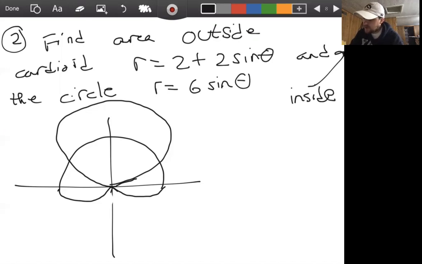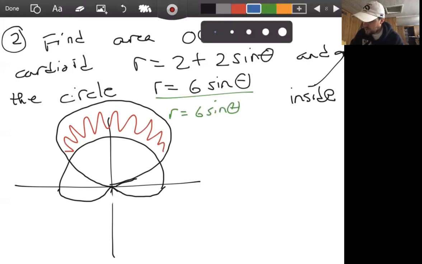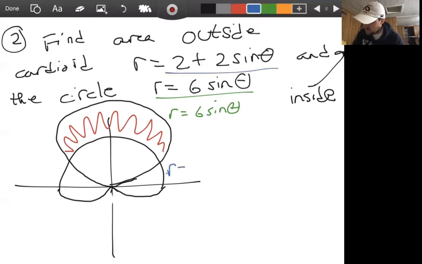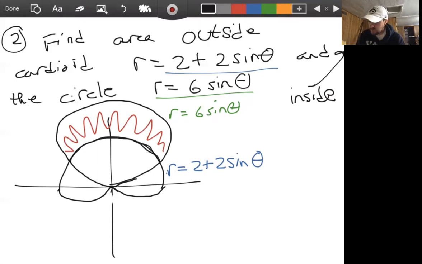Okay, outside the cardioid and inside the circle is going to be this region here, right? Because the circle is r equals 6 sine theta, and the cardioid in blue is r equals 2 plus 2 sine theta. And so this is much more clear what I'm asking for in this problem, right? It's the area outside of the cardioid, outside of this piece, but inside the circle, which is in red.